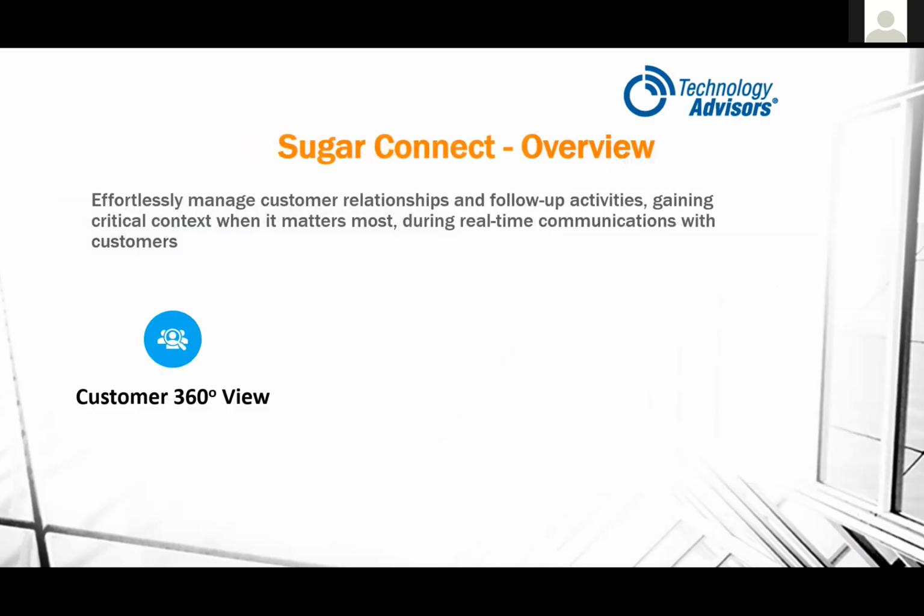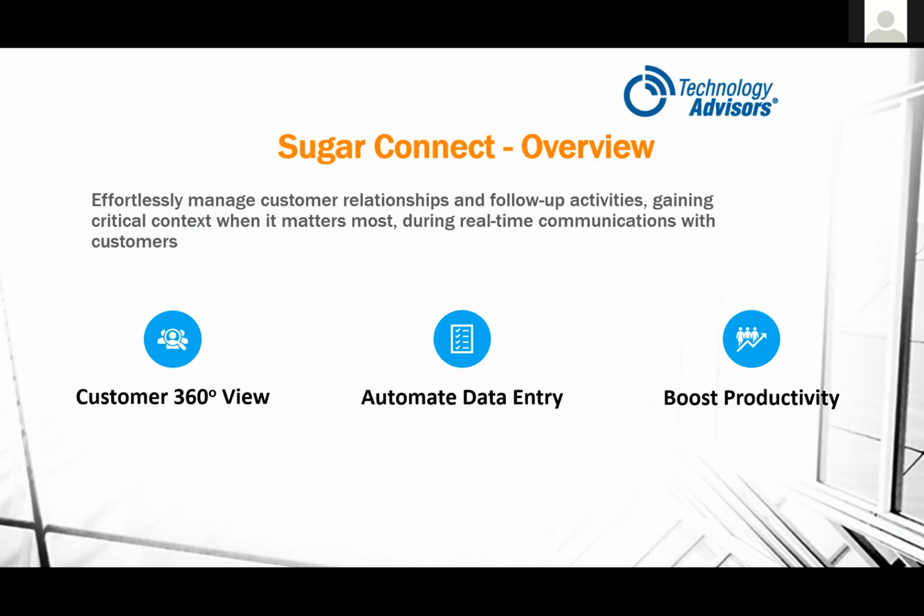So how do we solve some of these problems? Sugar Connect is designed to make it effortless to manage customer relationships and follow-up activities, helping users gain critical context where it matters most during real-time communications with customers, and doing that around the idea of the 360-degree customer view, automated data entry, and boosting productivity.